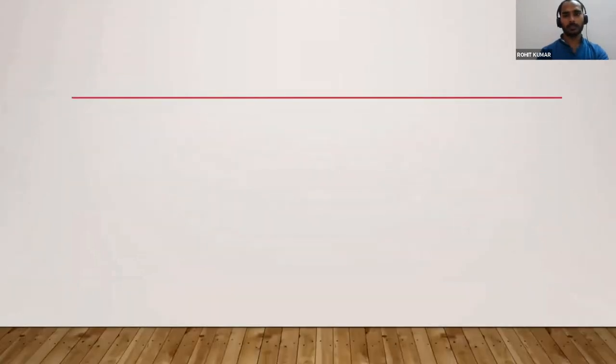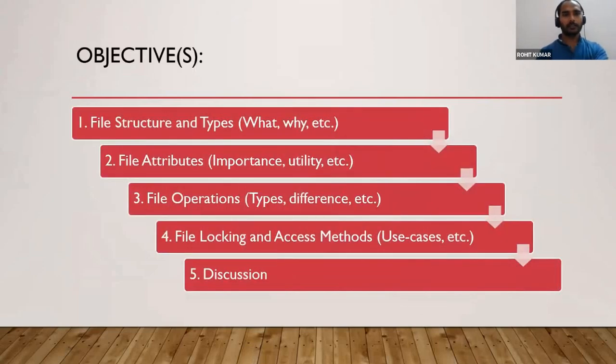It is going to be the first part. Then in the next part, we'll discuss some of the more detailed insights. Specifically, we have some objectives: file structure and the types. What are the different types of file structures, and why do we need all such file structures? What is the role and importance of different file structures? Then what are the different file attributes, their importance, utility, and other related things.